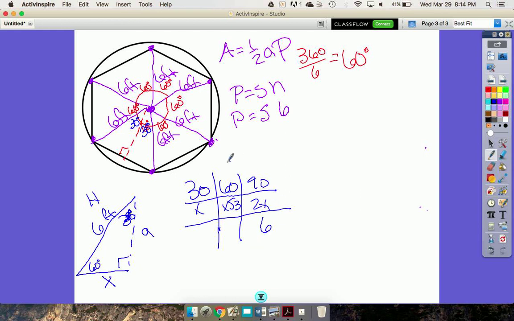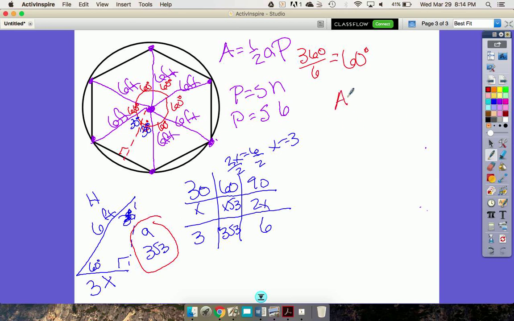So I'm going to do my math over here. 2x equals 6. Divide by 2, divide by 2. So x equals 3. Got that. And then 3 times root 3 is going to give me 3 root 3. So across from my 30 is going to give me my 3. That's 3 right there. Across from my 60 is going to give me my 3 root 3. So in this case, my apothem, I found it right there. My apothem is found. So my a equals 3 square root of 3.